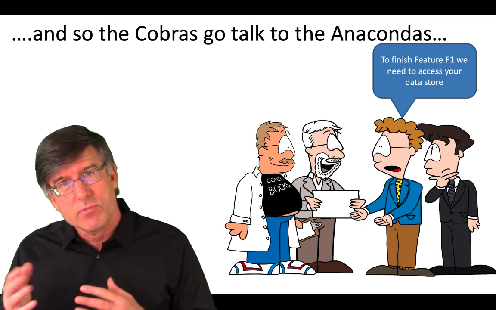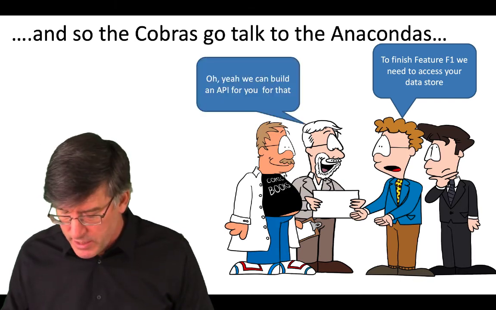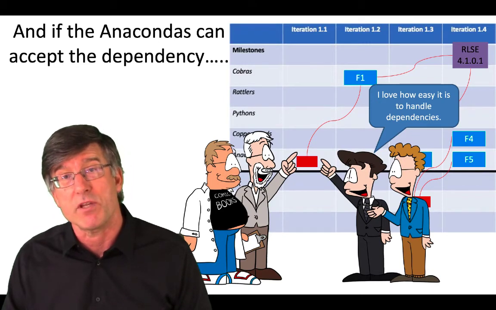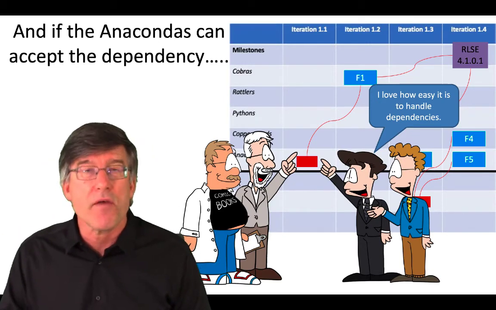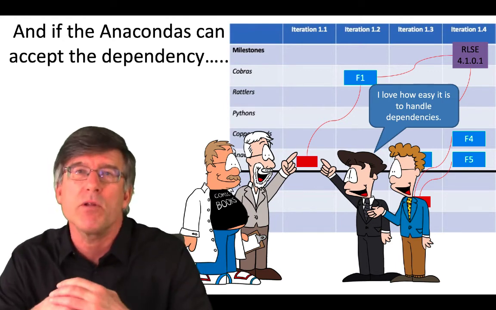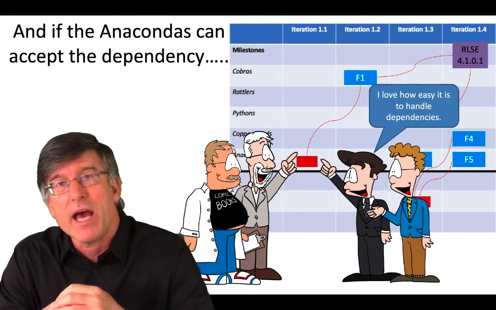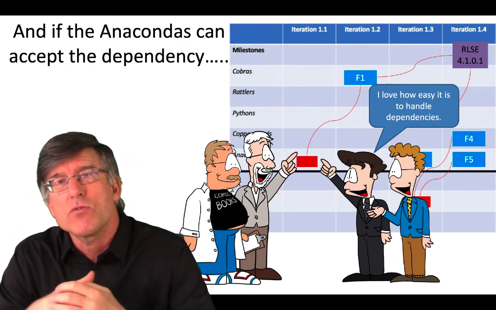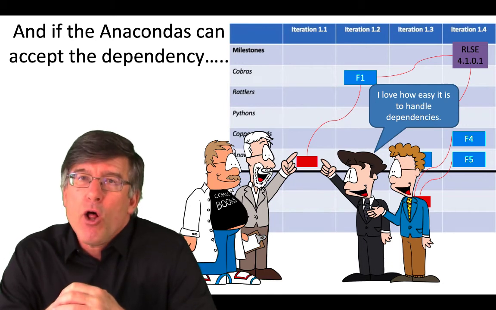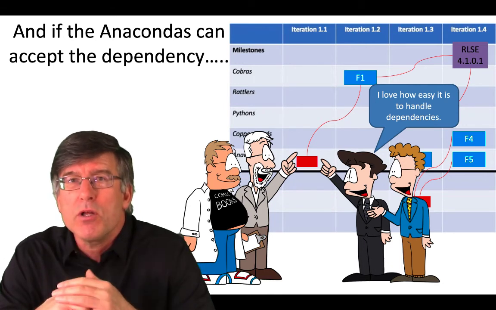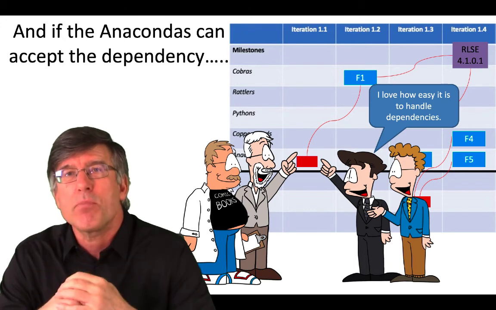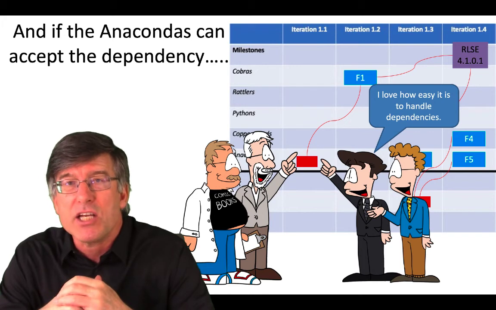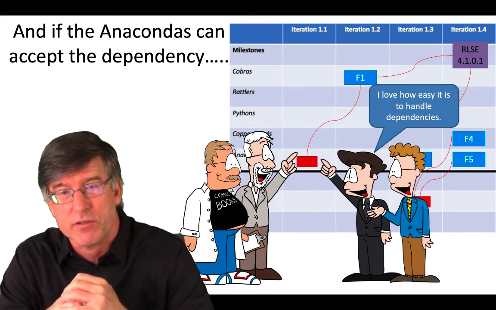So the Cobras, Dragan's team, they go talk to the Anacondas. The Anacondas say, yep, we can do that for you. They go to the program board and accept the dependency. This is sort of the happy path and happens frequently. Maybe, though, there is a problem, and the Anacondas cannot accept the dependency. But again, that's why everyone's in the room. That's why management's in the room, to help resolve these problems such that when we finish PI planning, we come out with an executable plan, something that has actually a chance of reaching the PI objectives.